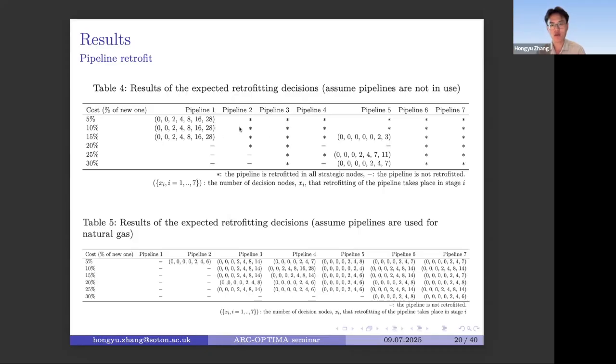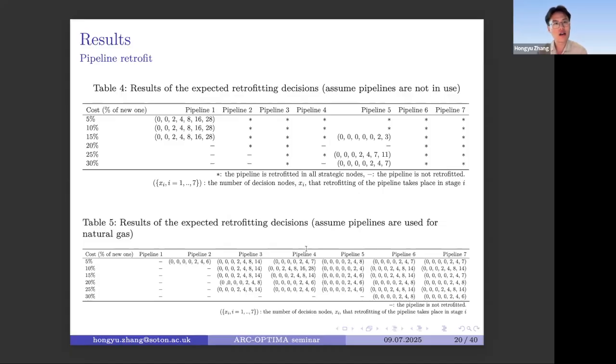Pipelines 1 to 7 are the major pipelines that I showed in the previous slides, and as you can see, the star means the pipeline is retrofitted in all strategic nodes. So basically the main message here is that if a pipeline is not used, then it's very economical to retrofit it for hydrogen because there is no loss in natural gas profit.